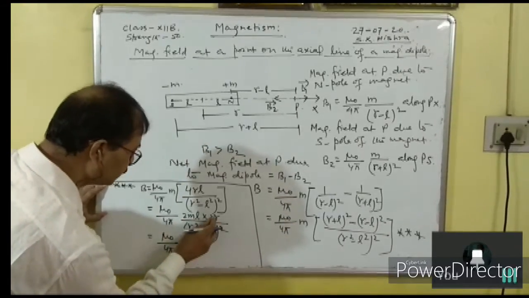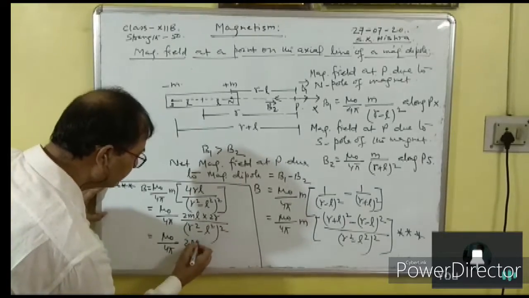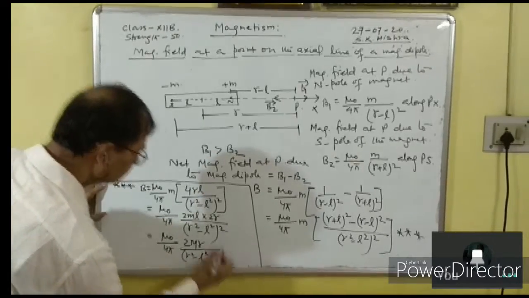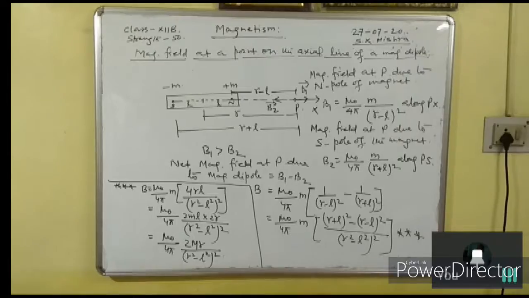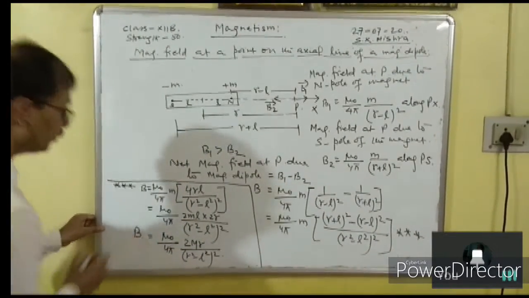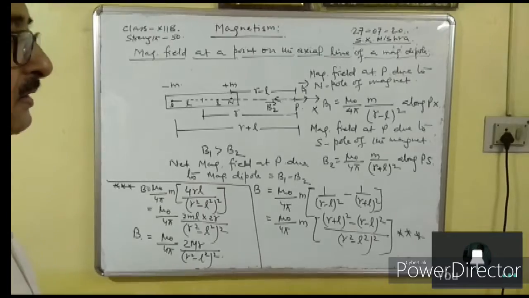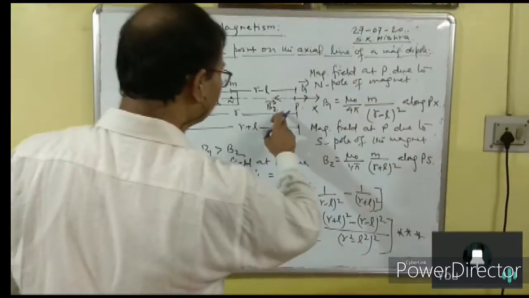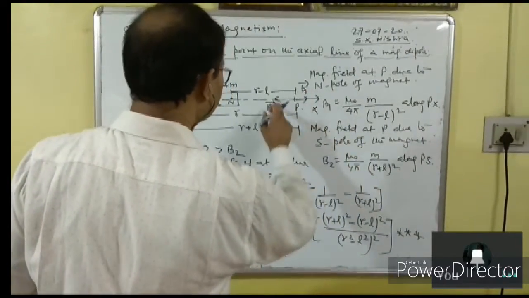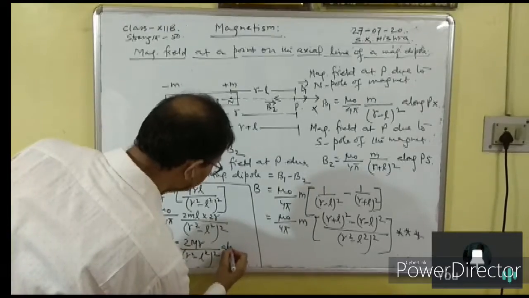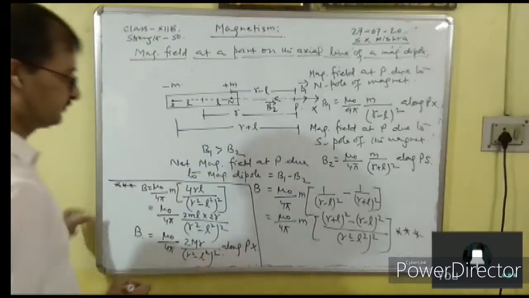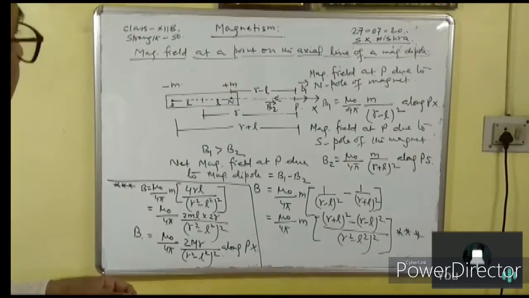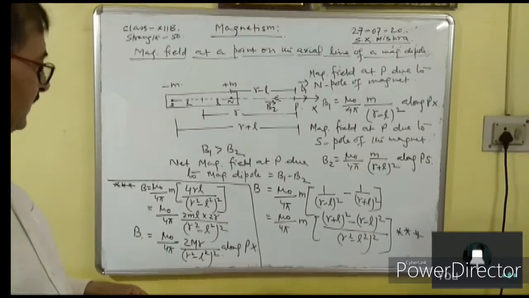So this is mu naught by 4 pi. Only the constant, in electrostatics it was 1 by 4 pi epsilon naught. Now your constant is mu naught by 4 pi. The value of mu naught by 4 pi is 10 raised to minus 7. This M stands for pole strength, that is magnetic charge. And then take the LCM: (R plus L) square minus (R minus L) square divided by, this is (A plus B)(A minus B), so (R square minus L square) whole square. No problem?